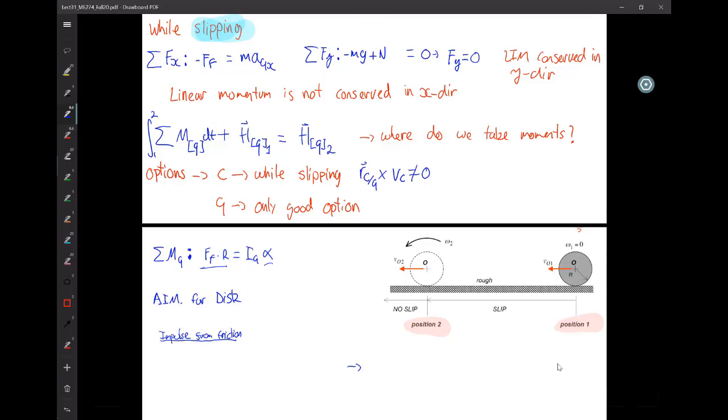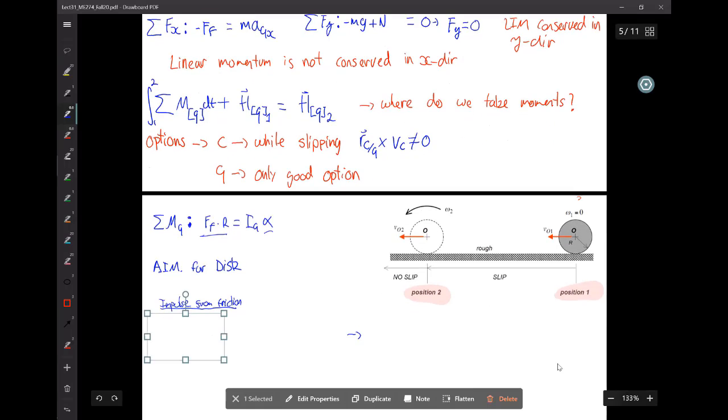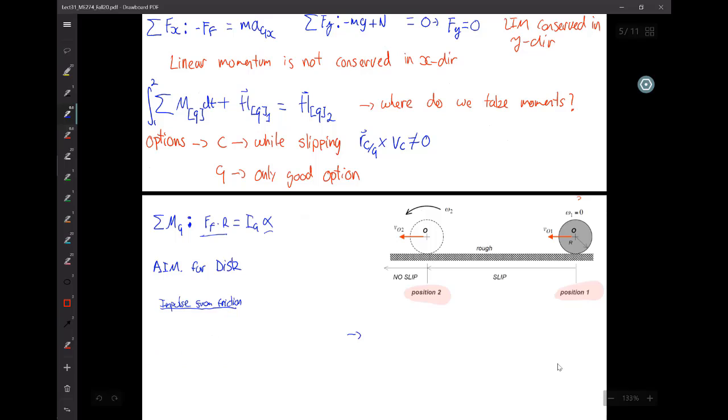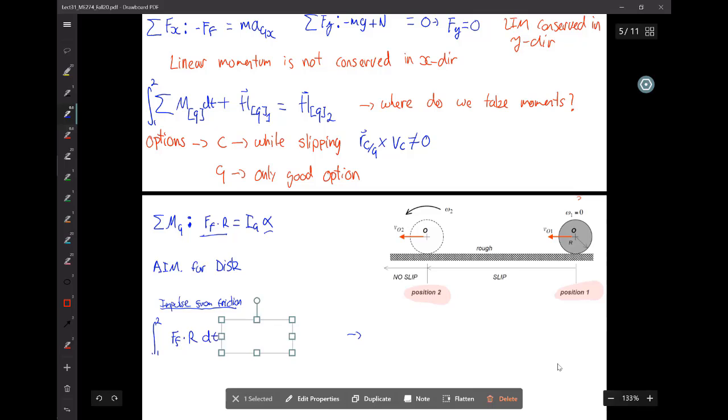Now, we can also see this in another way. We can take that exactly when we're changing our model from sliding or slipping to no slip. This torque is the moment from friction, the one that is making our system rotate.